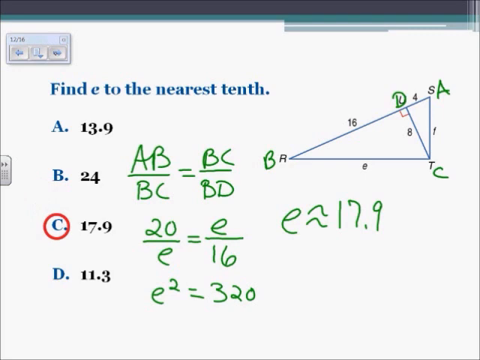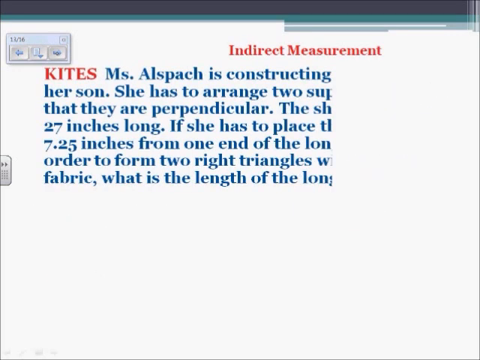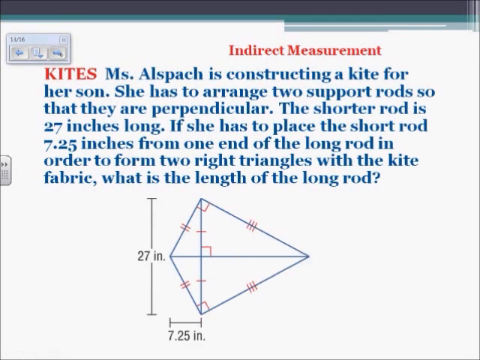Okay, next problem. Alright, we have indirect measurement. The story problem states that Miss Alspach is constructing a kite for her son. She has to arrange 2 support rods so that they are perpendicular. The shorter rod is 27 inches long. If she has to place the short rod 7.25 inches from one end of the long rod in order to form 2 right angles or 2 right triangles with the kite fabric, what is the length of the long rod?